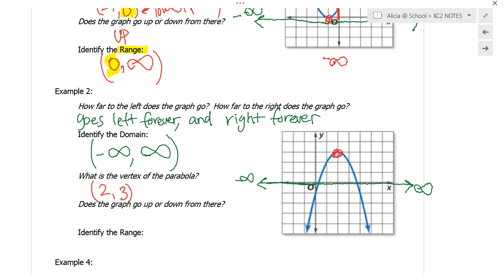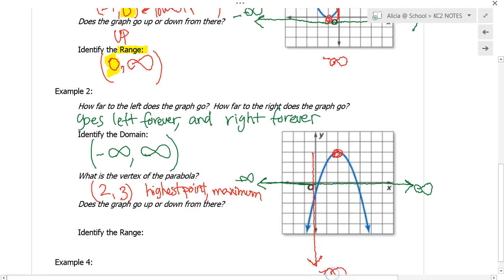Right, that's the highest point. Nothing is past that, which means this is a maximum. Now from that vertex, does my graph go upward or down? And it does, from that vertex point, it goes down. So all these y values down in the negative direction until we get to negative infinity are included on my graph. So it does go down.